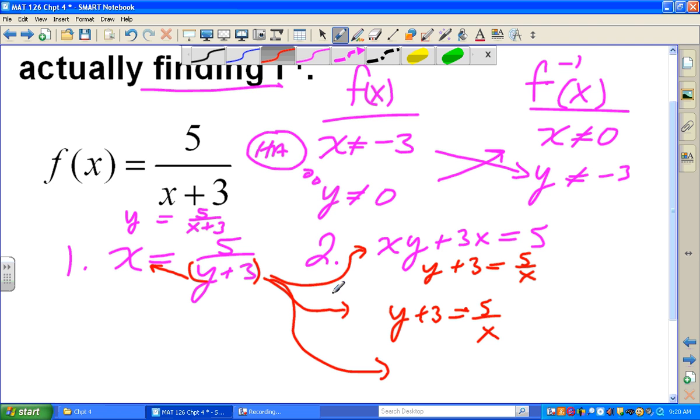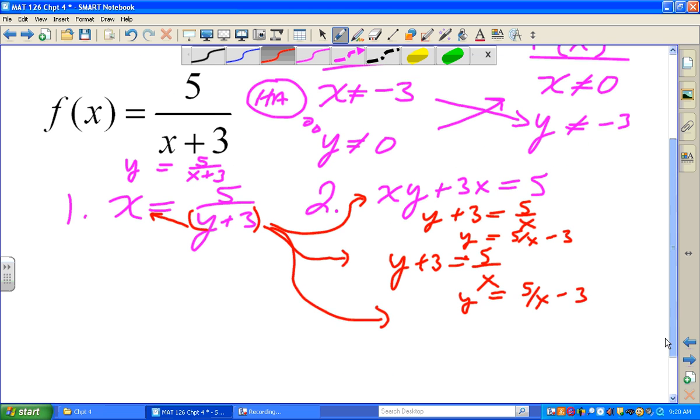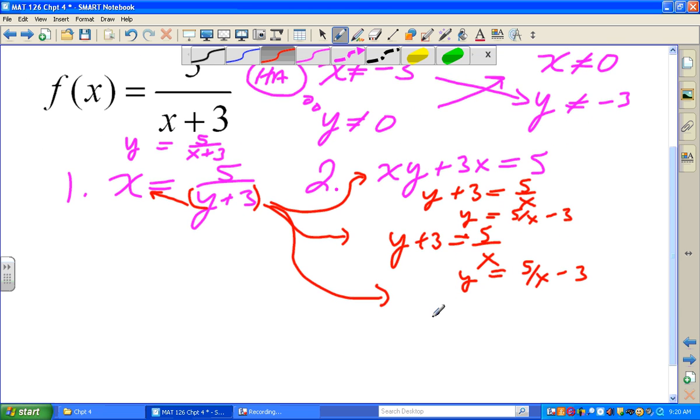Some people would have done it a different way altogether. So it doesn't matter. Oh, no, at the end, what do you do now? You subtract 3. So you get y equals 5 over x minus 3. Same thing right here. If you went this route, 5 over x minus 3. Now, you write the inverse.